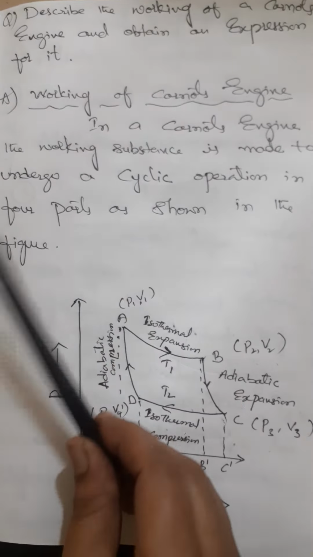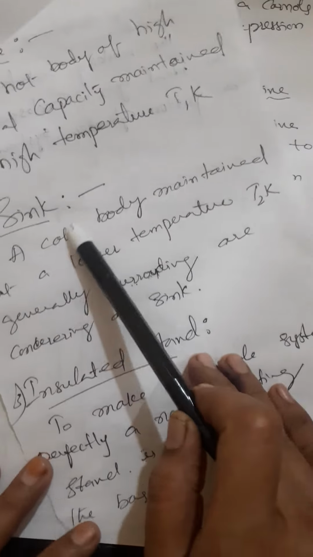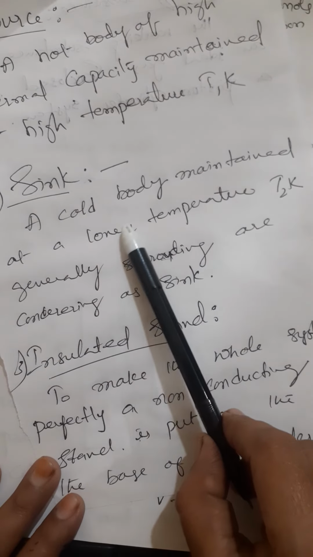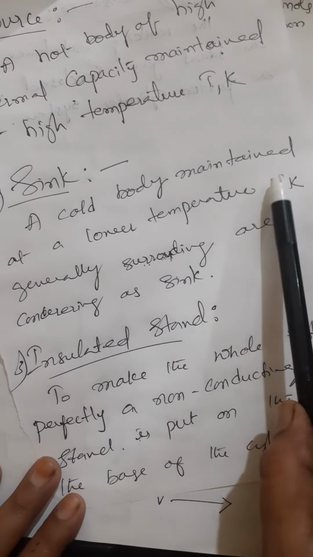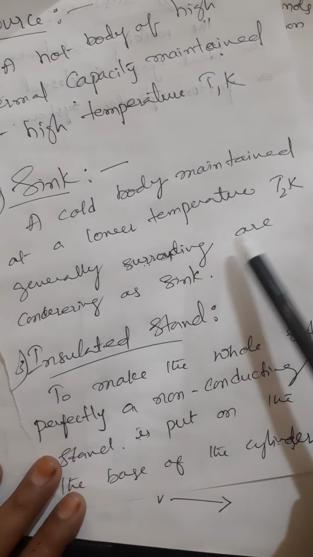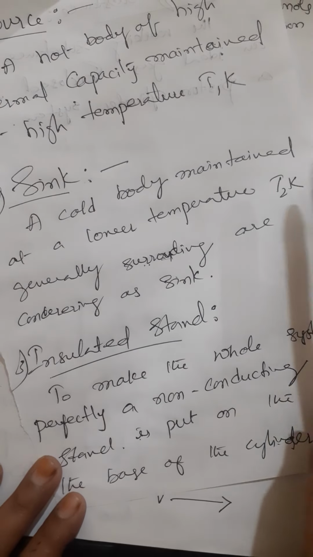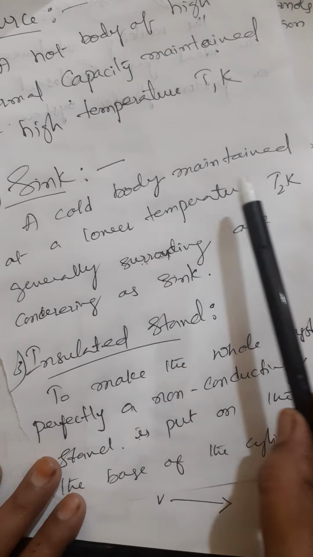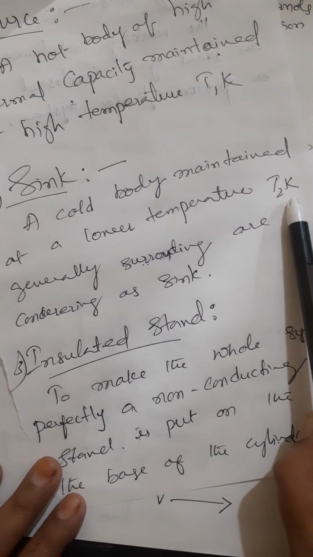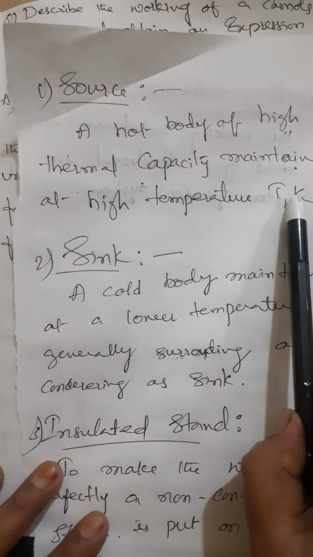Source is a hot body, which is maintaining a high thermal capacity and a high temperature, that is T1 kelvins. And what is sink? Generally we are taking the surrounding as the sink, and it is always at a lower temperature, that is T2 kelvins. Source will always be at high temperature and sink will always be at low temperature.